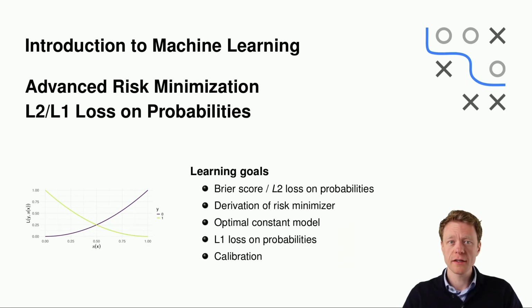We will first look at the L2 loss on probabilities, which is also called Brier score. See the loss function, the risk minimizer, and the optimal constant model of this, and then treat the L1 loss on probabilities and speak about calibration.